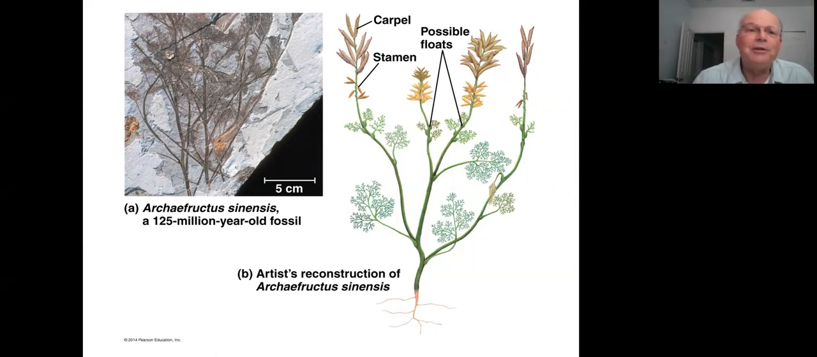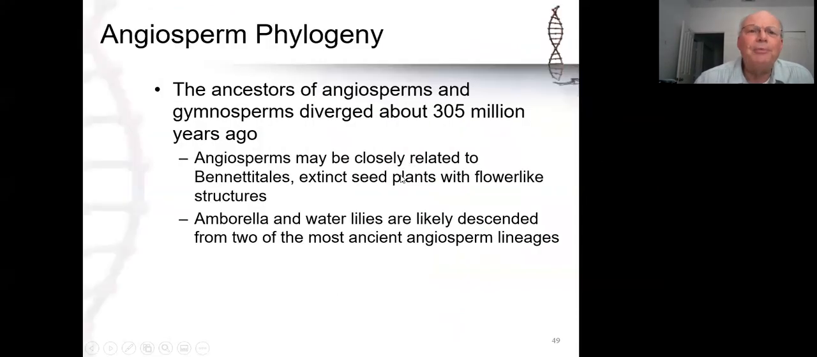This is not a flowering plant or an angiosperm in the sense that we know angiosperms. But it does have carpels and it does have stamens, so it has features of flowering plants, but it is not considered to be an angiosperm because it doesn't have seeds. That being said, what do we know about the origin of angiosperms and seed-bearing angiosperms?